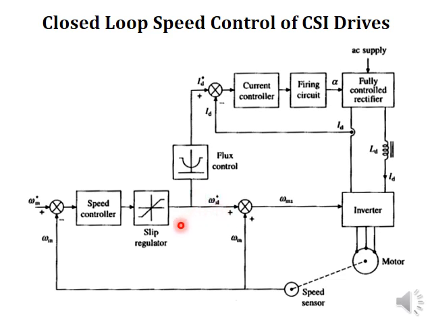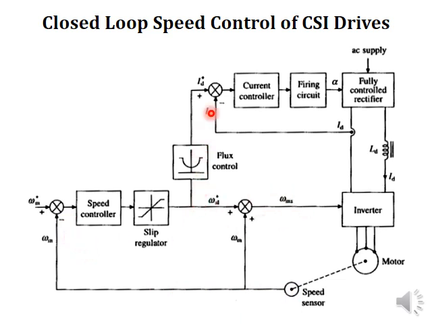Slip speed is nothing but the difference between synchronous speed and actual speed of rotor, that is omega_ms minus omega_m is equal to omega_sl. So the reference value of slip speed is added with the actual speed, and that will give the synchronous speed. This value of synchronous speed corresponds to the desired frequency of operation of the inverter. So the inverter will be operating at a frequency that corresponds to this omega_ms. The frequency of the inverter is adjusted according to the desired value of speed.